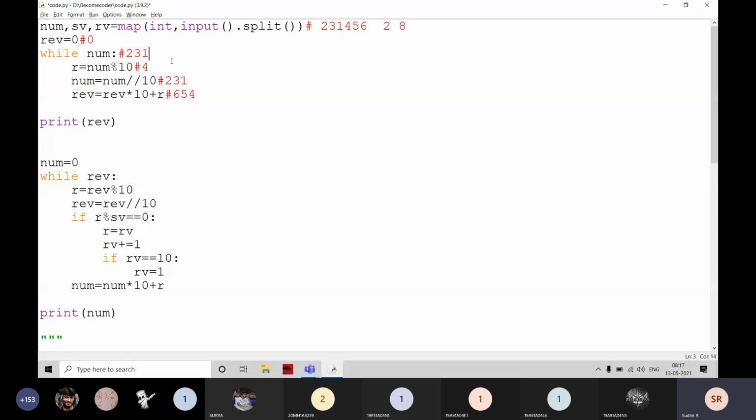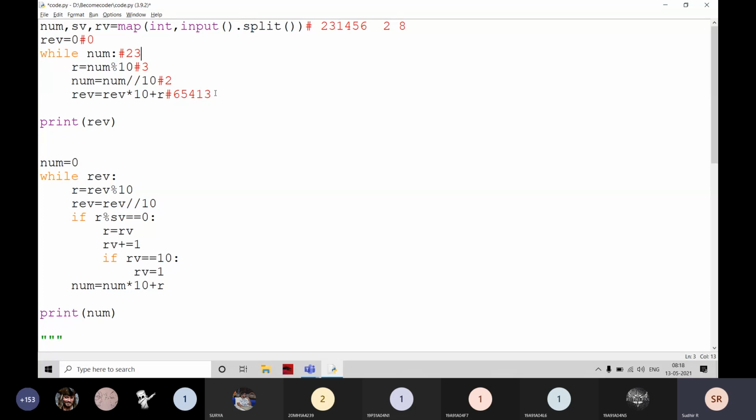Then the new num value is going to be 231, and R value is going to be 1, the last digit, and the remaining digit is going to be 23. And again 654 into 10, 6540 plus 1. Okay. Then new num value is going to be 23, and last digit is 3, and remaining digit is going to be 2. And REV into 10, 65,410 plus 3, like this.